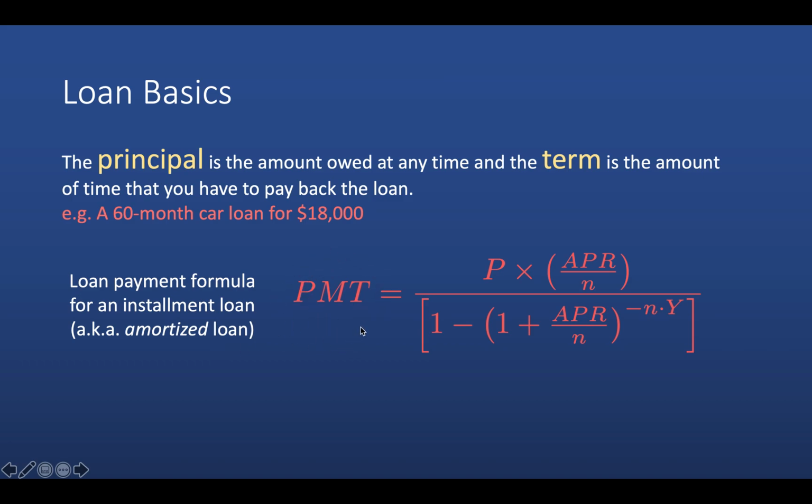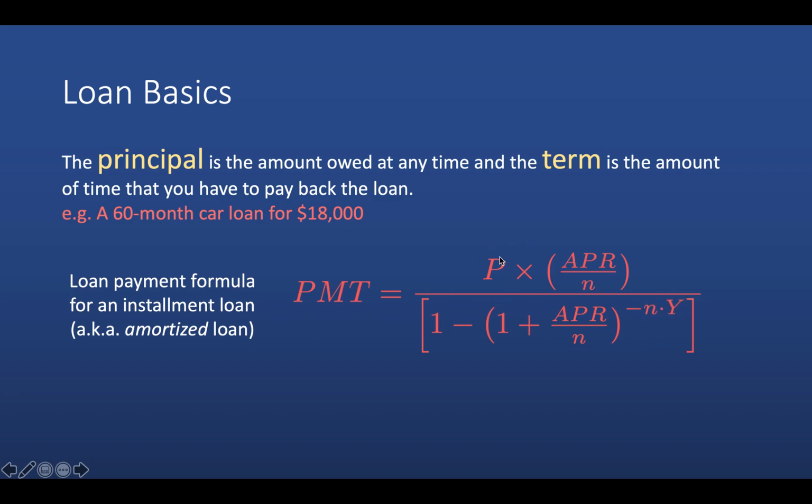PMT, just like in the savings plan, stands for payment. In this case, this is what you're paying each month to pay back what you owe. In the savings plan formula, it is what you are paying into the savings account. P is the principal, which is what you owe. APR and N have their usual meaning: APR is the annual percentage rate, so that's the interest rate, and N is the number of times you are paying, or the frequency of times that you're paying per year. And typically, as with savings, it's 12. We typically do things monthly. And then Y is the term. Y is how long you have to pay back that loan.